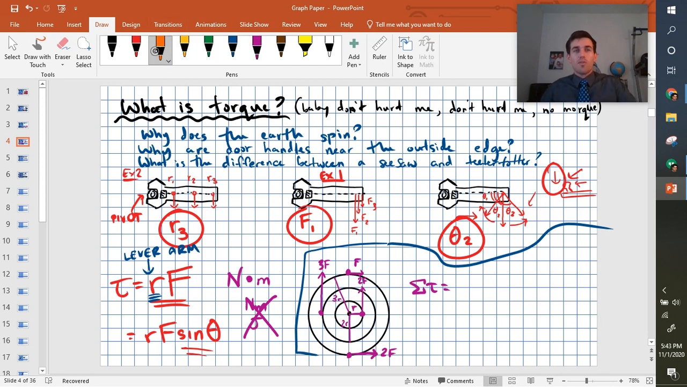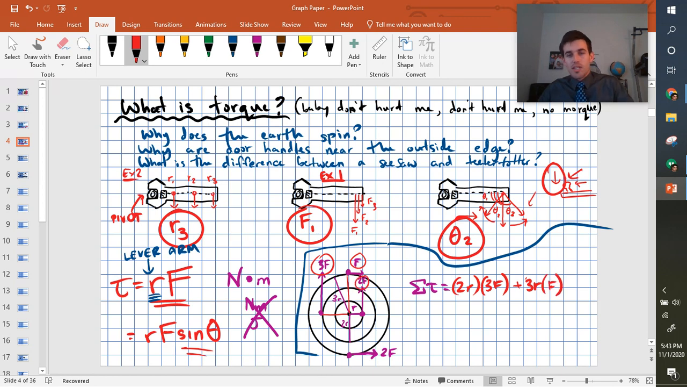So I'm going to start over here on the left-hand side with this force here. I'm going to do r times f, so this is 2r away times 3f. That's my first torque. My next one, that's this guy right here. He's 3r away. You can see that's 1, 2, 3 r's away. And the magnitude of the force is f.